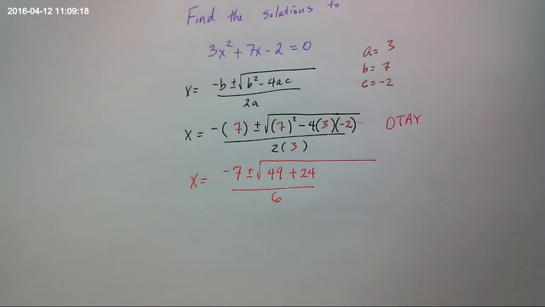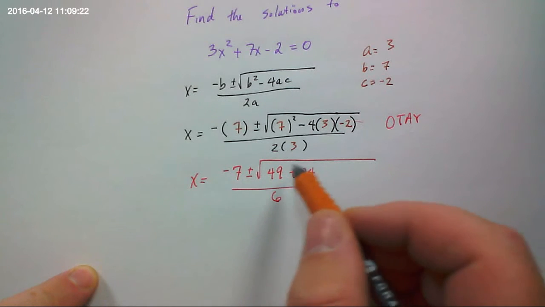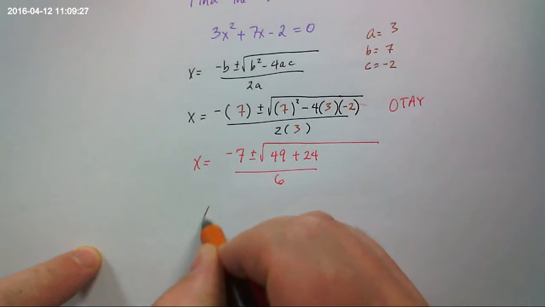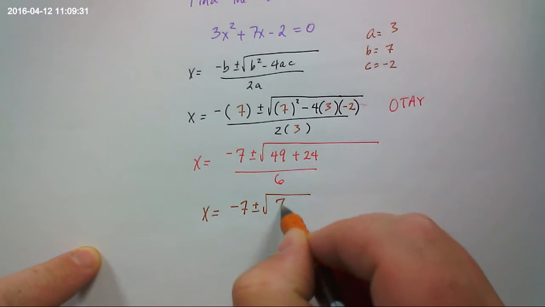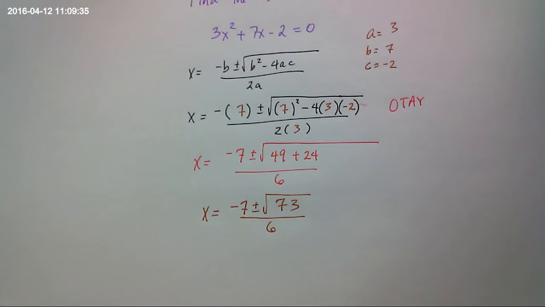Alright. So now you add these two things together. What are those together? Do you guys agree? 73? So x equals negative 7 plus or minus the square root of 73 divided by 6. Square root of 73 is not a perfect square. 73 is not a perfect square. Then you have to use a calculator. Hey, what's it close to? Like, what two numbers would this be in between?